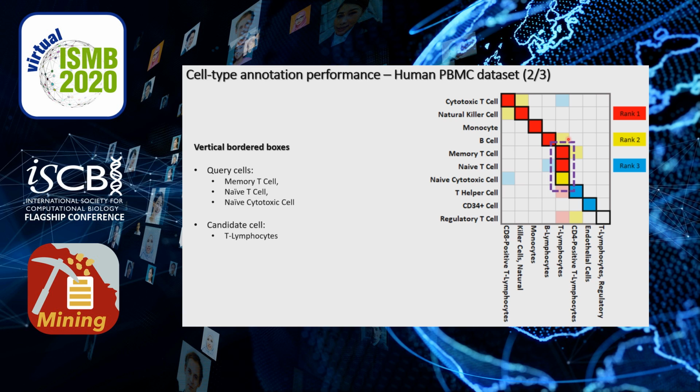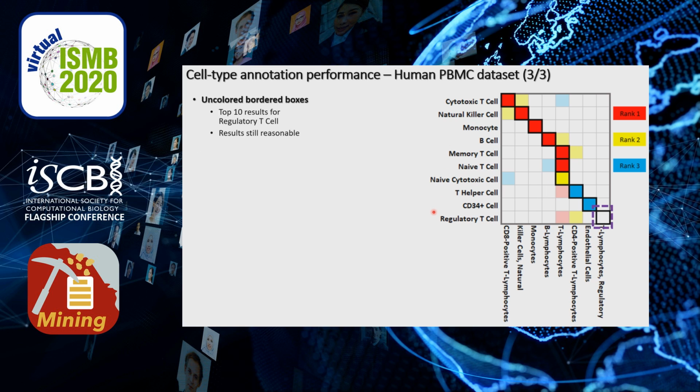There are also vertical bordered boxes indicating these queries, these reference cell types, have the same expected MeSH cell type at a coarse level. This is due to a resolution limit for the MeSH cell types because we did not find fine-grained terms that can better describe these reference cell types.